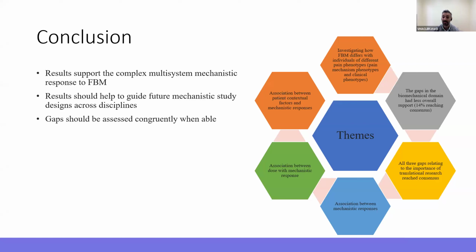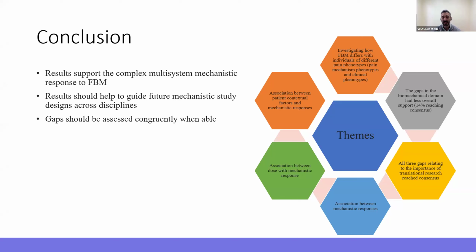All 3 of the gaps looking at translational research met consensus, so we know that that's a priority area, is identifying which of these mechanisms really matter to clinical outcomes. The association between mechanistic responses in the different domains, how they interact with each other, the association between dose with mechanistic response, does more equal more response, and things along those lines, as well as looking at the contextual factors and how those influence mechanistic response. They're also investigating how FBM differs for different individuals with perhaps different pain phenotypes or clinical phenotypes.